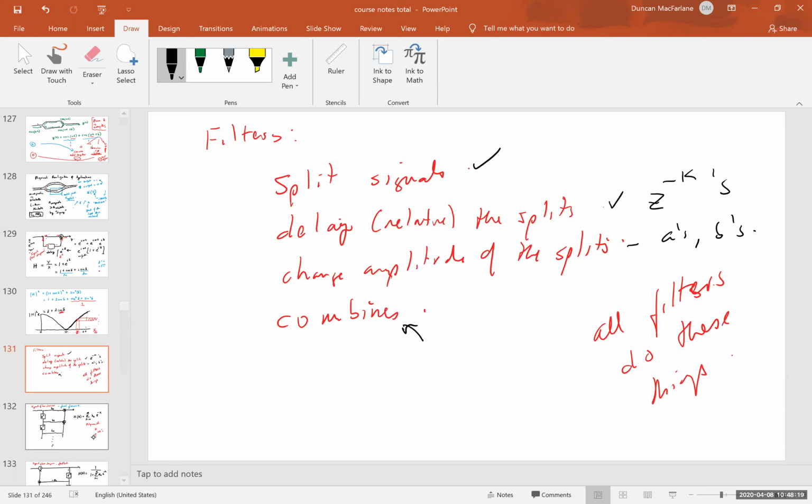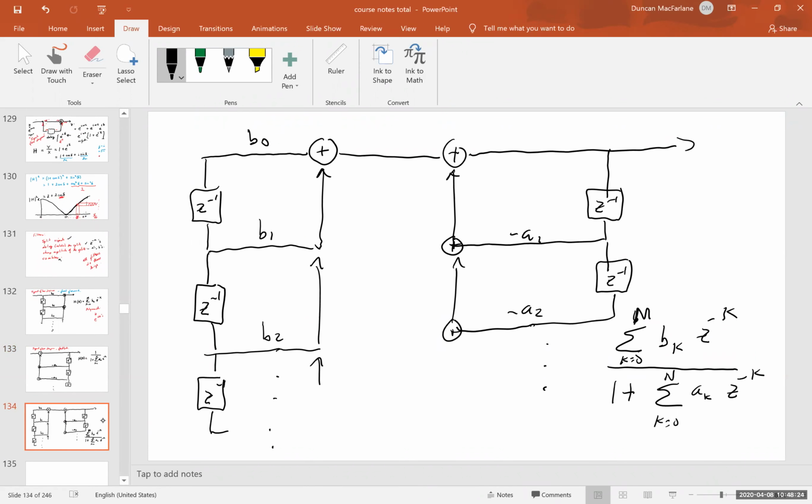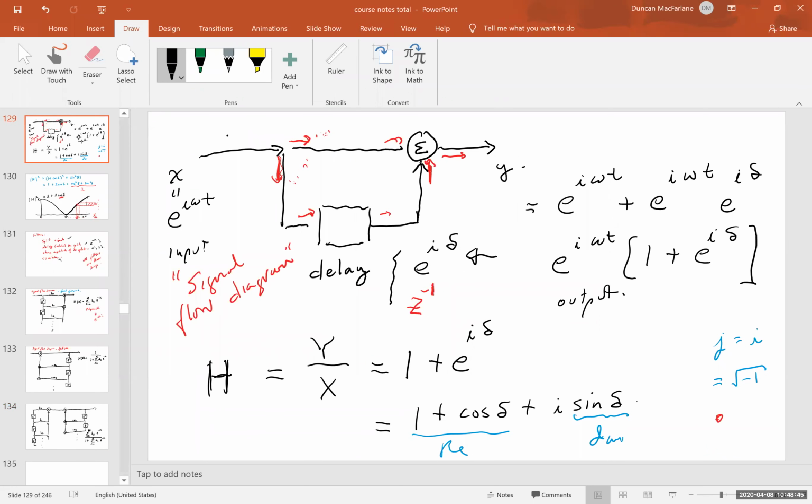So this is the general form of any filter that we can possibly come up with. So any filter that we want to build can be designed and represented with this kind of a structure. And we got to there from our very simple toy problem of a very useful optical filter.